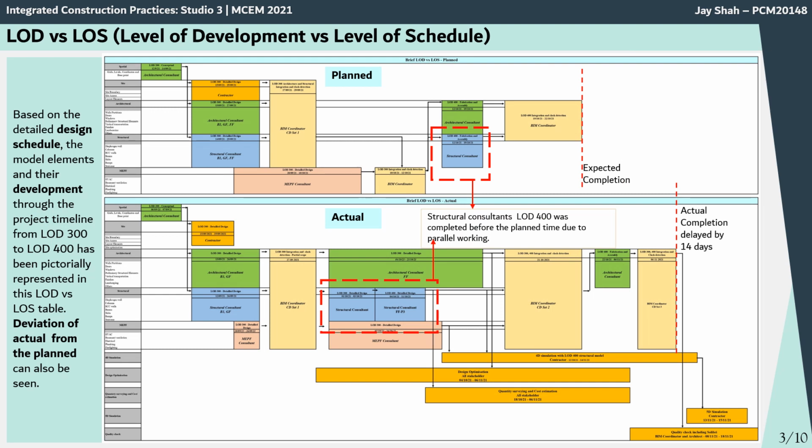Level of development versus level of schedule. Here we have shown how the development was planned versus how it was actual. As you can see, the structural consultant's LOD 400 was planned, but it was completed before the planned time because of parallel working. Also, we had planned the completion of our activities, but the actual completion got delayed by 14 days due to various unplanned activities, which we have shown here in the dark yellow boxes.